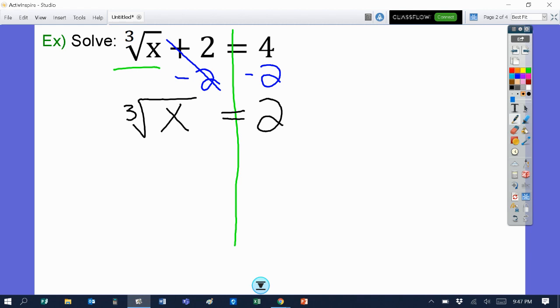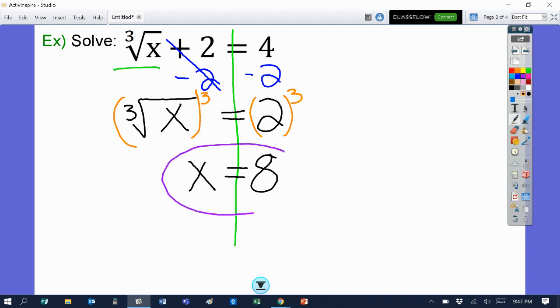So since our index here is 3, we are not going to square both sides. We're actually going to cube both sides. So that gives us x equals 2 cubed. So that's 2 times 2 times 2. So 8. And that is our answer.